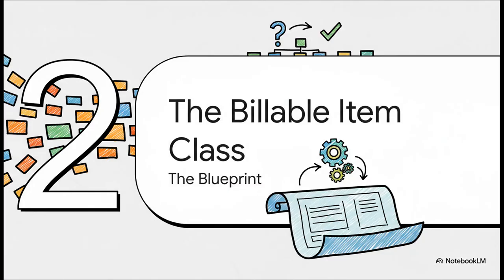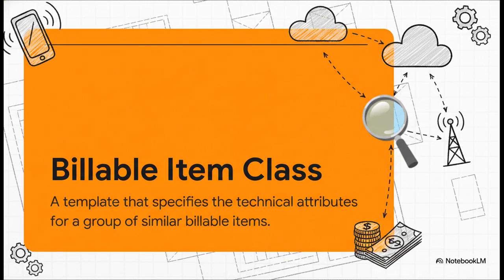Okay, so if you've got millions of these items flooding the system, how do you stop it from becoming total chaos? How does the system know what to expect for each different type of transaction? Well, that is the job of the Billable Item Class. You can think of the billable item class as literally the blueprint. So if you're a software company, you might have one blueprint for your monthly license fees and a totally different one for your data storage usage.